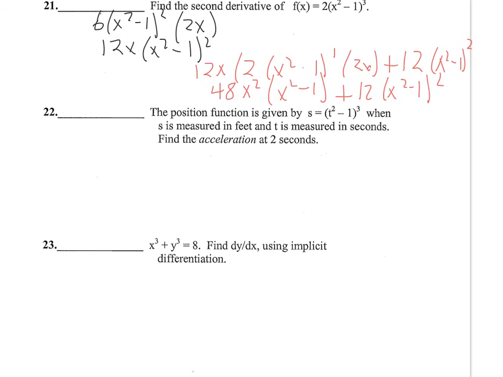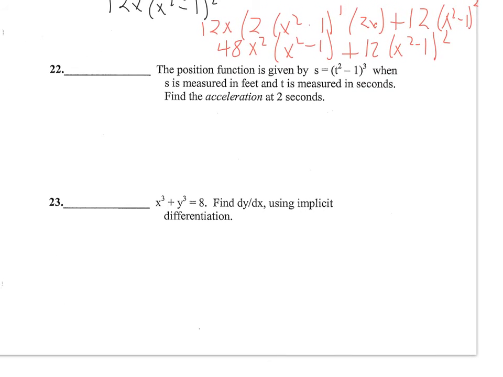Down here, you're going to do the same stuff, but we're just going to apply it now. I'm not going to clean this up very much. So the first derivative is 3 times (t squared minus 1) to the second times 2t. So that gives me 6t times (t squared minus 1) squared.